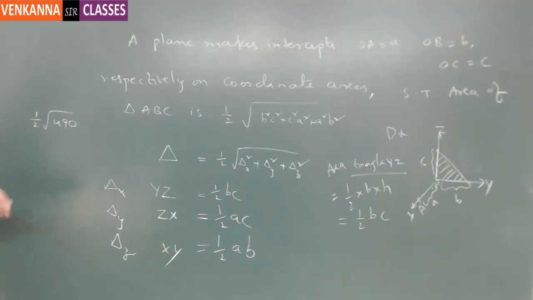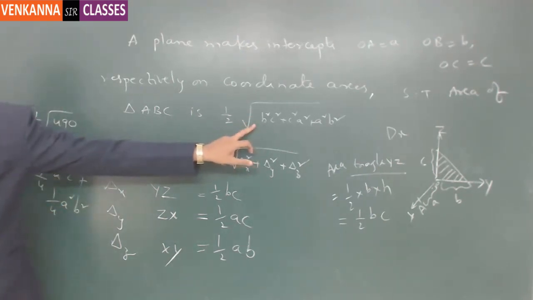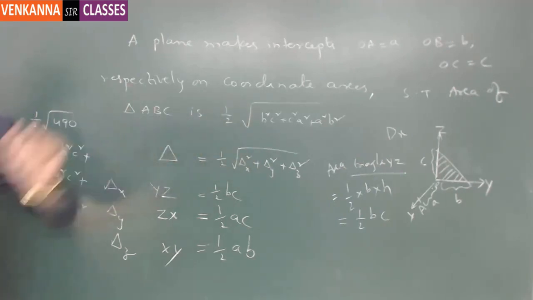So the sum of the squares is nothing but 1 by 4 into b square c square plus 1 by 4 into a square c square plus 1 by 4 into a square b square. So you are substituting all the three values under the square root. So 1 by 4 comes out, it will become 1 by 2.